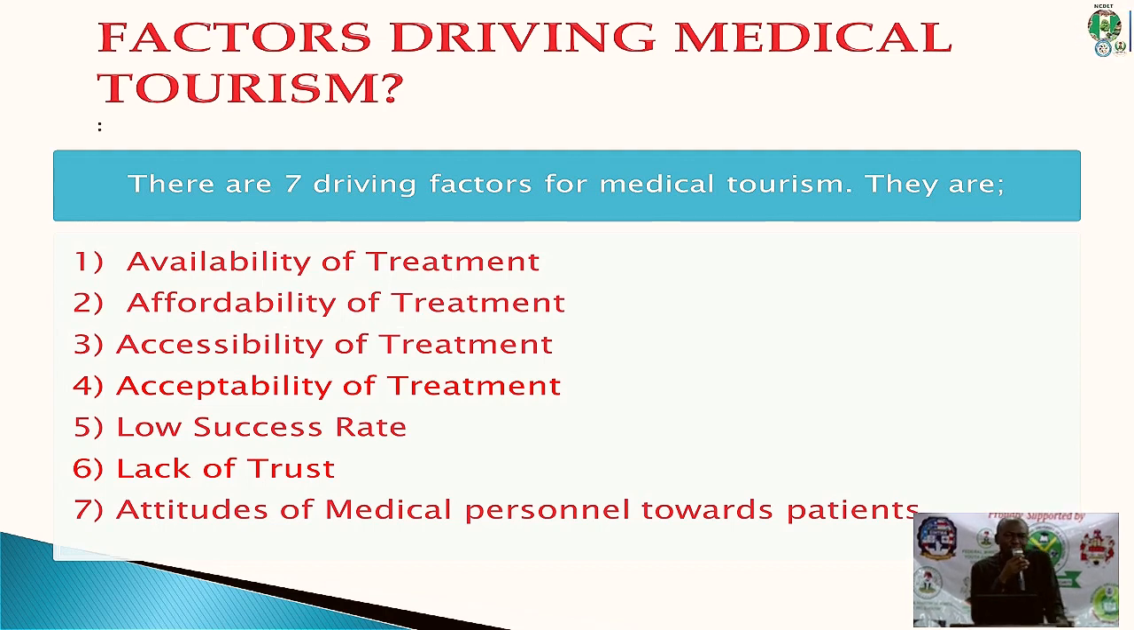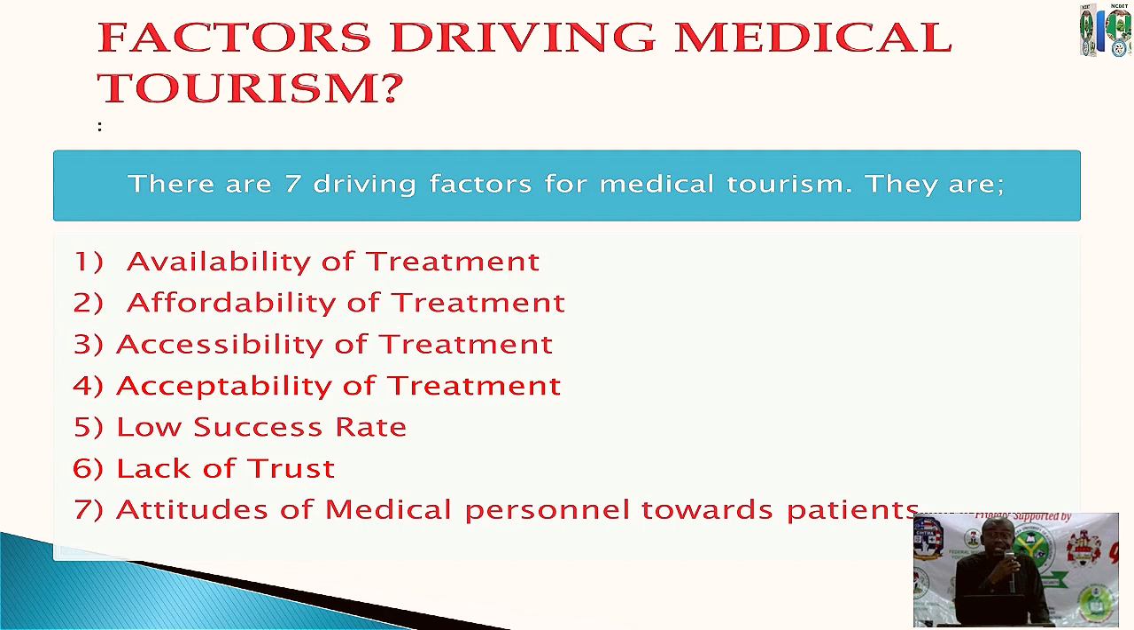So if you are sick, and you see that the treatment is available where you are residing, and you see that you cannot pay the bill, what you do is go where the treatment is available and affordable and get it. Then we have accessibility of treatments. The treatment may be available, it may be affordable, and it may not be accessible. What I mean by accessible, I'm talking of waiting time.